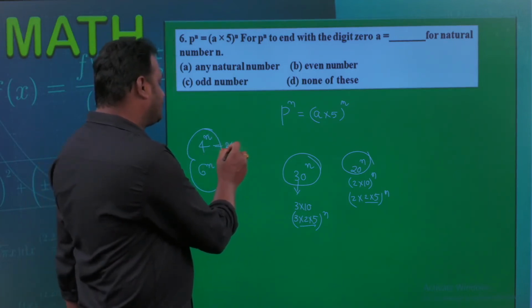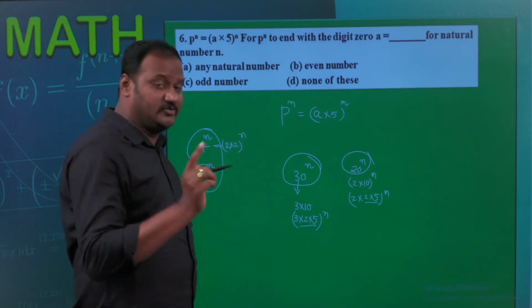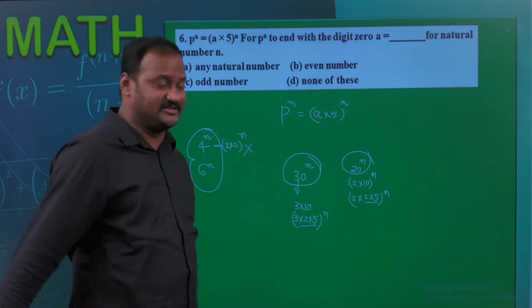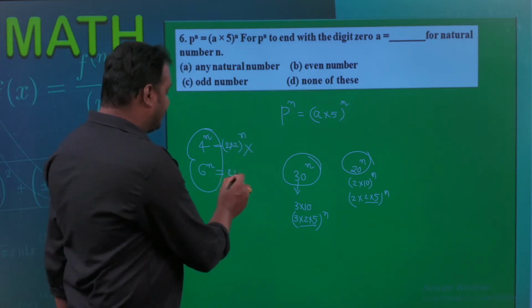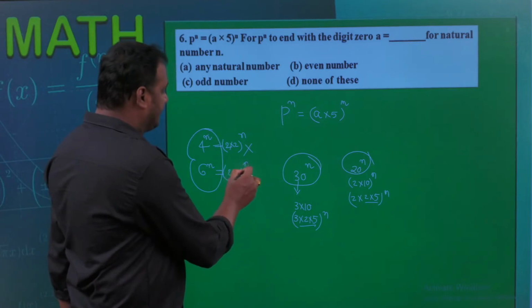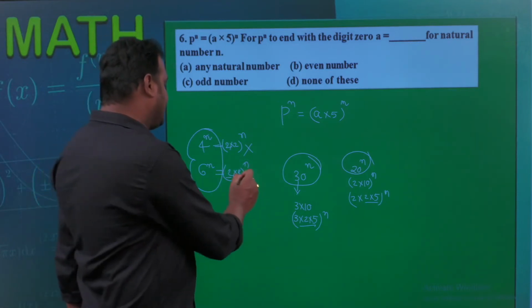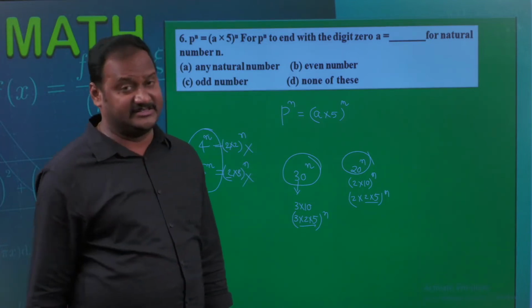4 is nothing but 2 into 2 whole to the power of n. You have one 2, but there is no 5. That's why it will not end with the digit 0. And 6 to the power of n, that is 2 into 3 whole to the power of n. Again 2 is there, but where is 5? So that is why this number also never ends with the digit 0.